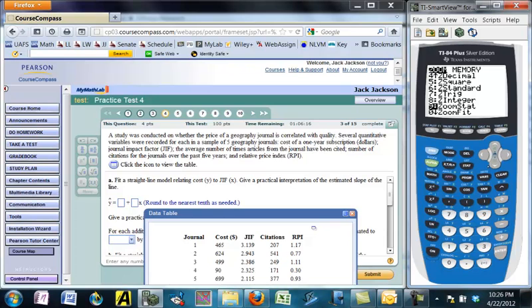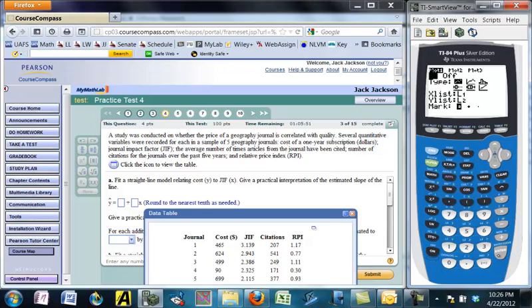I happen to remember it's 9, but if you don't remember, just go on down till you find Zoom Stat. And this is going to graph the data so that I can see all of these ordered pairs. It should. Let's go back. Did I not have something set up wrong in the stat plot? Let's go back and see. List 1 for X's, List 2 for Y's.